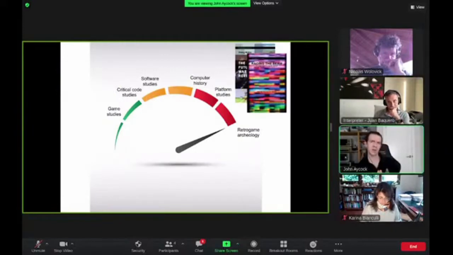I knew of some other areas of study that looked at games or software or history, and here I've arranged them based on the amount of technical detail that tends to be found in them.